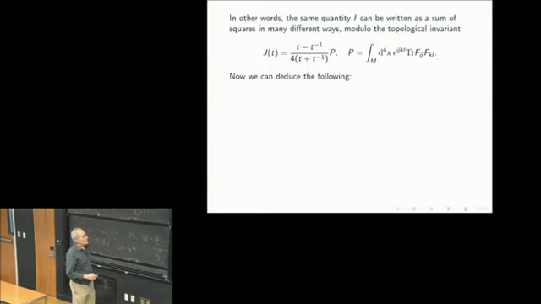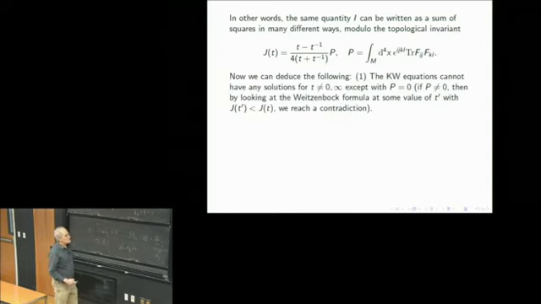So modulo a topological invariant, which is an explicit function of t times p, where p is essentially the second Chern class, we've written I as a sum of squares in many different ways. And that has the following corollaries. First, if t is not 0 or infinity, the KW equations have no solutions unless p vanishes. If p isn't 0, then you look at the Weitzenbock formula with some value of t prime that makes j smaller than it is at t and reach a contradiction.